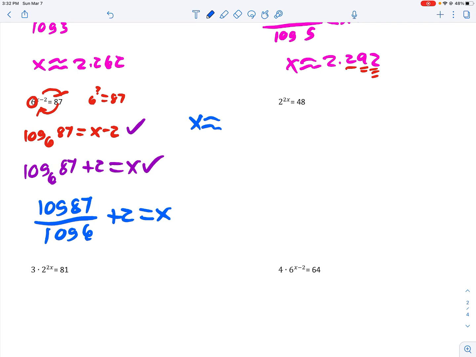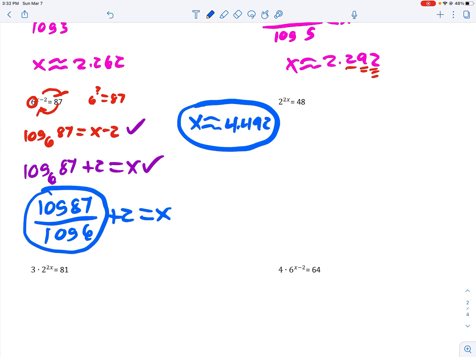Right? You should get roughly around like 2.4. So around there. And then you're going to add 2. So you're going to get 4.492. So I plug this part here into the calculator first. Figure it out. It should be just under 2.5, around 2.4, somewhere around there. Add 2, and you get 4.49.